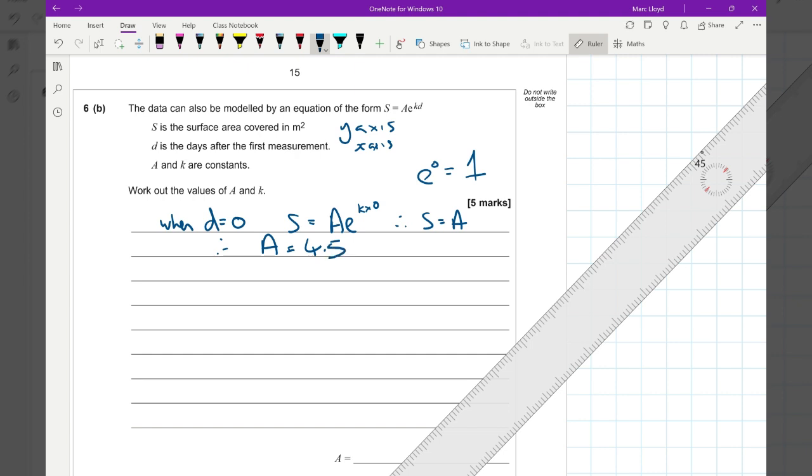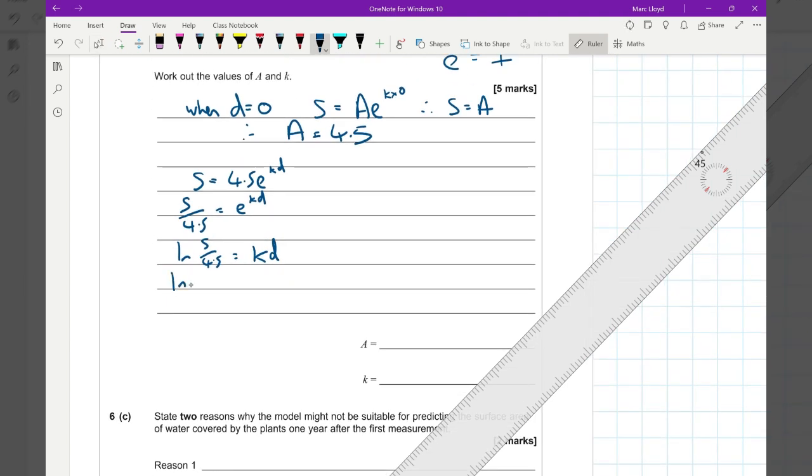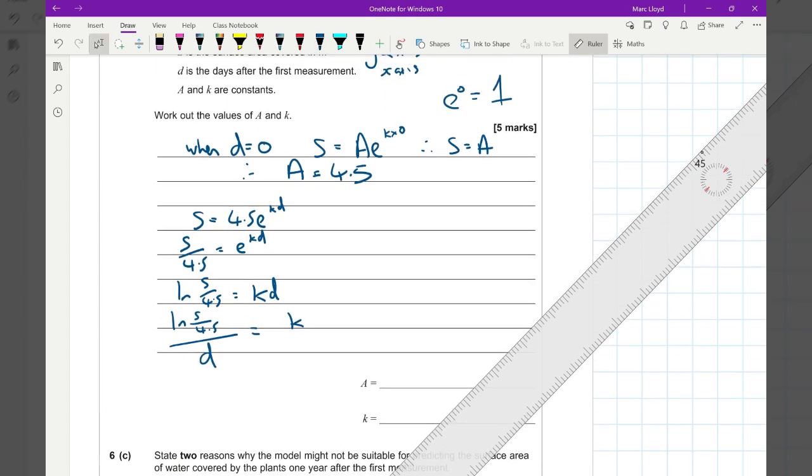So that's a nice start. Now let's rearrange this equation. So S equals 4.5 e to the KD. S over 4.5 is equal to e to the KD. The natural log of S over 4.5 is equal to KD. And then we're looking for K. So the natural log of S over 4.5, all divided by D, will give us K. Now we just need to find a value and substitute that in.